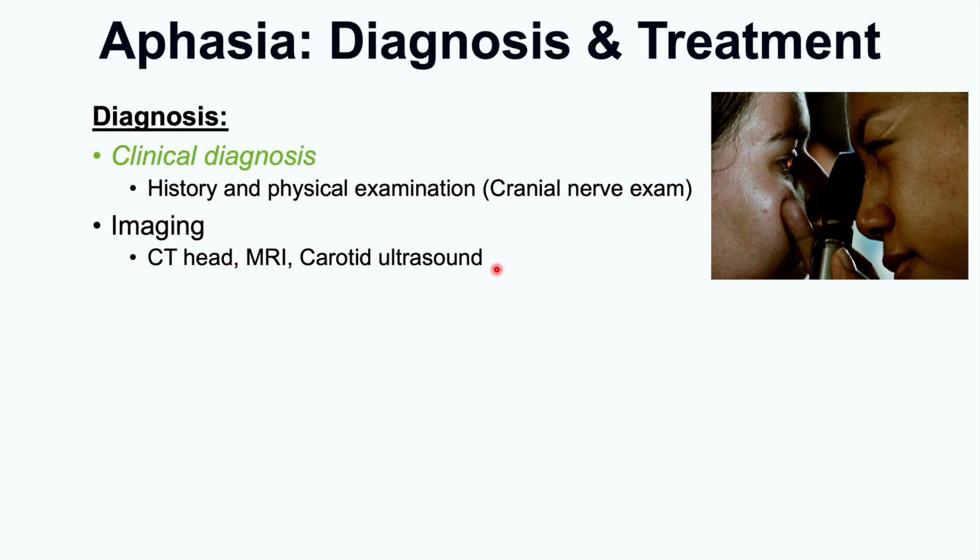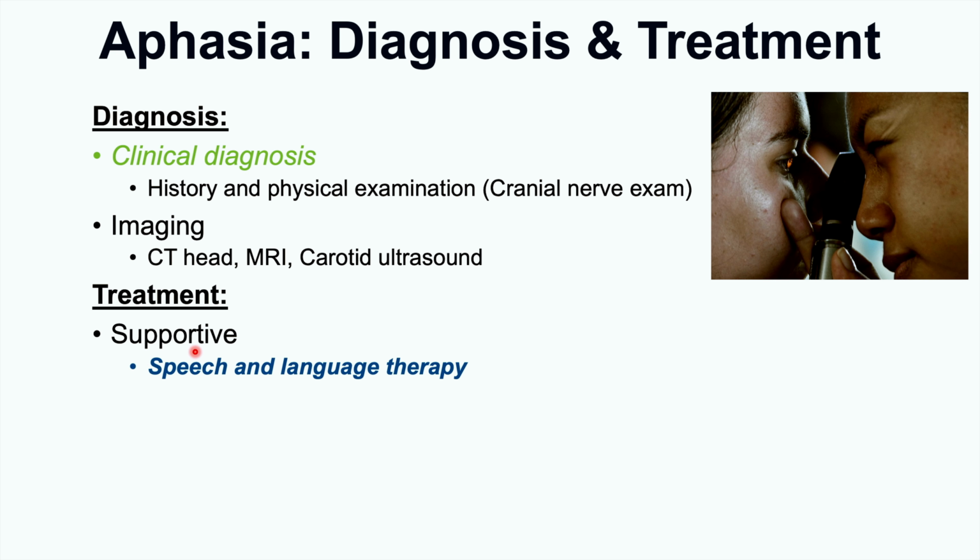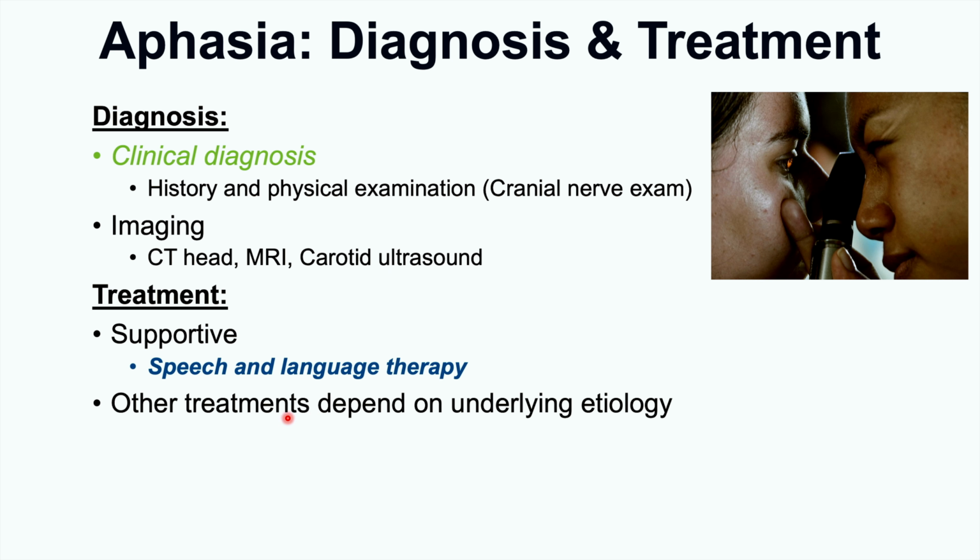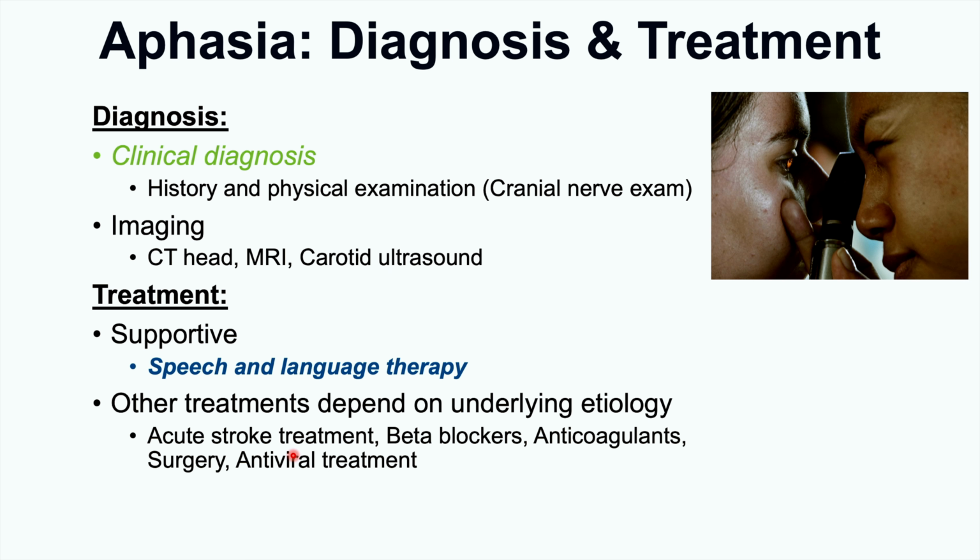And then blood work may be performed in some cases if there is question as to whether or not a patient has encephalitis, for instance. So the treatment of aphasia is going to be often supportive. So what's going to be the mainstay of treatment for aphasia is going to be speech and language therapy, very important in helping to recover some of the lost language skills. Other treatments, again, depend on the underlying etiology. If it's a stroke, acute stroke treatment is going to be important.